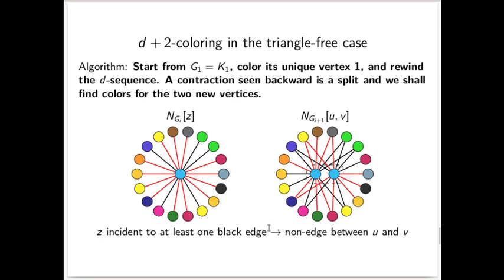In the other case, Z has at least one black neighbor. But in that case, observe that there cannot be an edge between U and V, since otherwise there would be a triangle in our graph, which is impossible because we are in the triangle-free case. So we can actually use the same color as Z, and we are done.